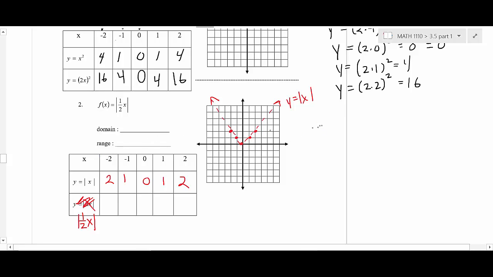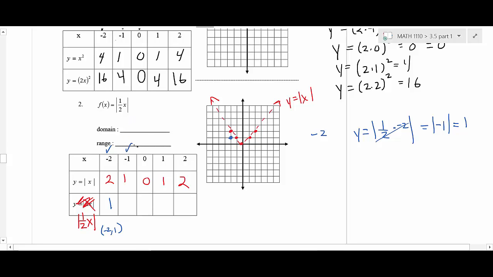Let's start with -2. So we would have y equals absolute value 1/2 times -2. Okay, see the 2's cross out. That really gives you absolute value of -1, so that gives 1. Okay, right? And while we're at it, we'll just plot these points. So we have the point -2, 1. You can see that this thing's kind of stretching like this. So that's your first point.